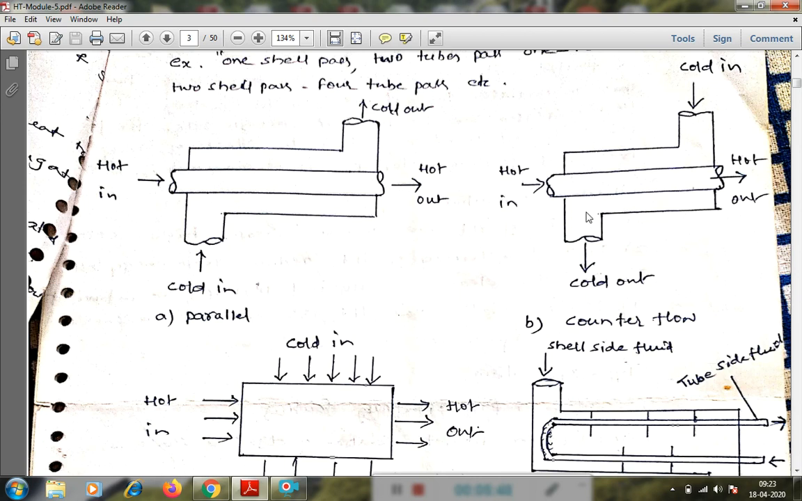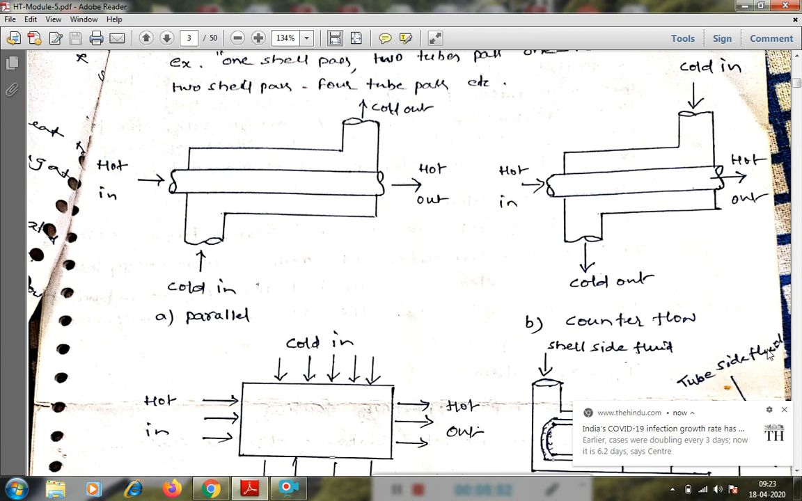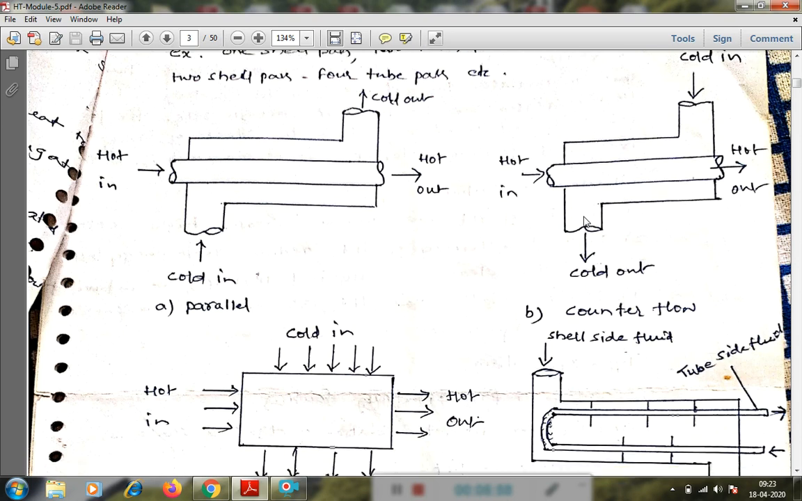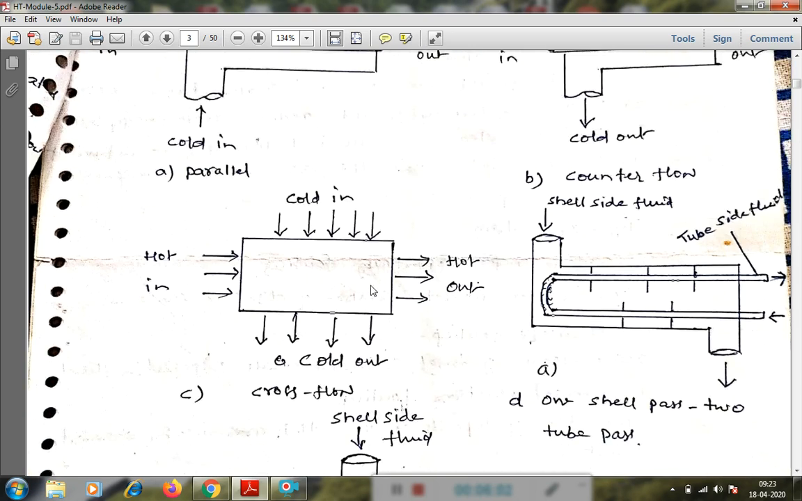Then here, the counter flow heat exchanger. In this, the hot fluid is flowing in one direction, while the cold fluid is flowing in the opposite direction to the hot fluid. That is the counter flow heat exchanger. Then the cross flow heat exchanger. Here the hot and cold fluids are flowing at 90 degrees to each other. Those are crossing each other to transfer the heat. Those are called cross flow heat exchangers.